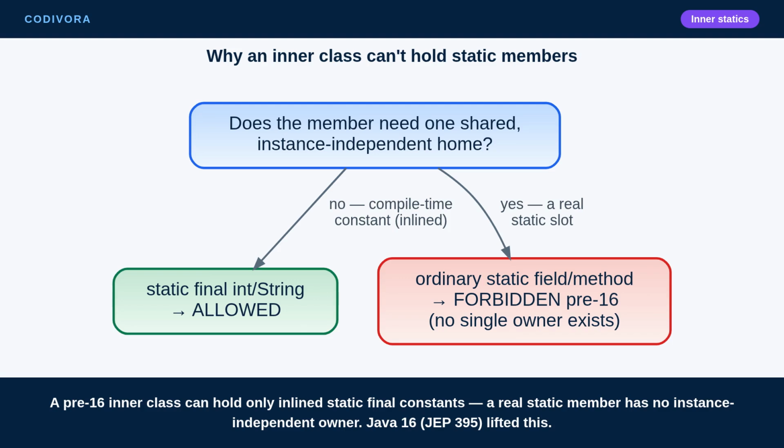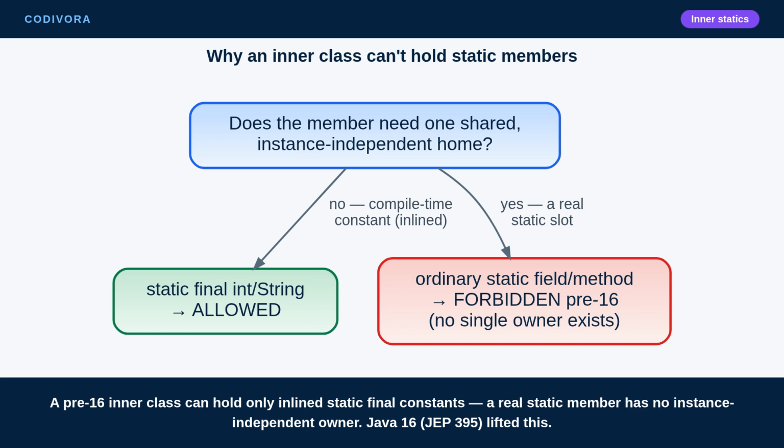A static member belongs to the class itself, with one shared copy that exists before any object. But a non-static inner class has no standalone existence. Every inner object is glued to an outer instance, so a static member would have no single owner. The one exception is a static final constant of a primitive or string, because the compiler inlines its value straight into the bytecode, so it needs no storage slot at all.